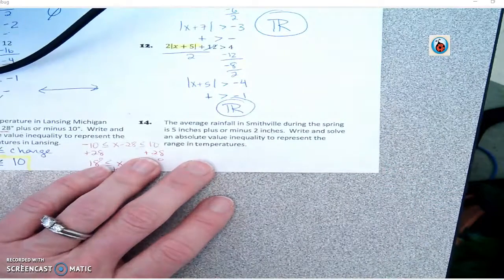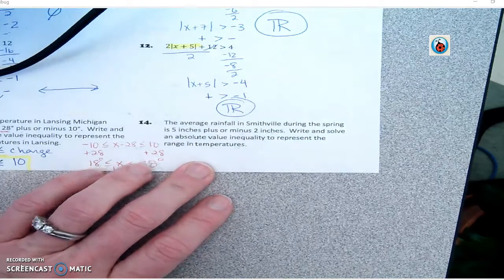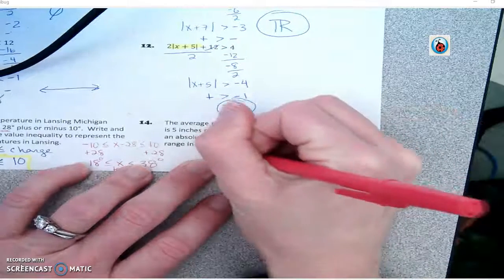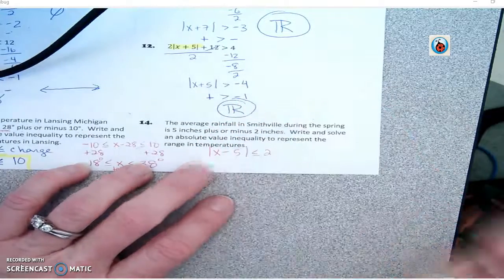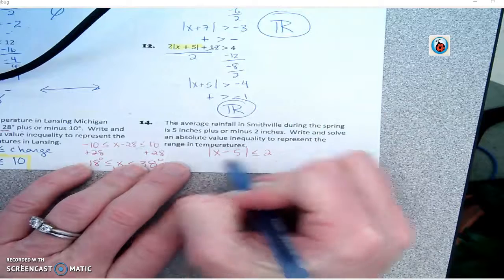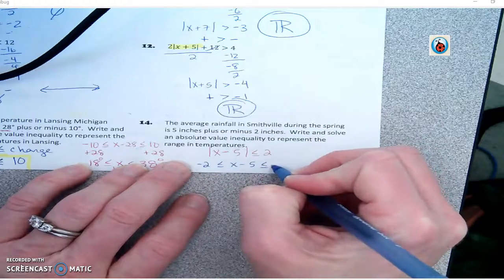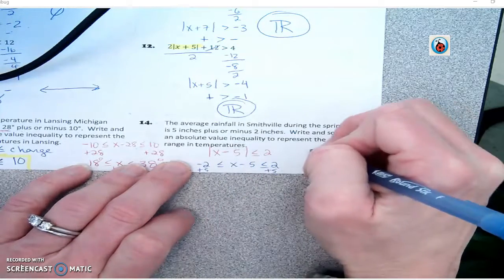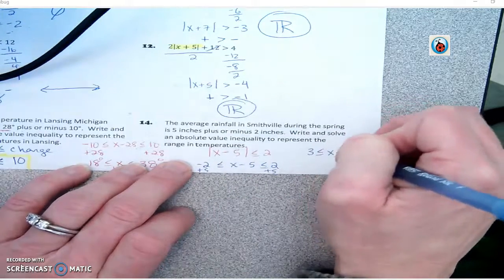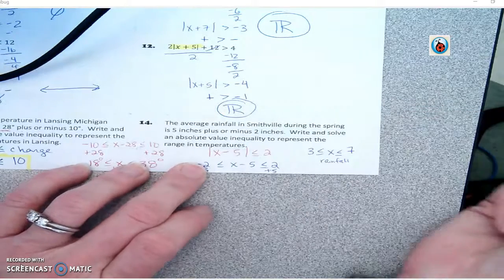Okay. Last one, the average rainfall in Smithfield during the spring is 5 inches plus or minus 2 inches. Write and solve an absolute value inequality to represent the range in rainfall. So x minus your starting value, starting at 5 inches, and the change is 2 inches. So if you were going to solve that, it's less than. So you would put the x minus 5 in between +2 and -2. And to solve that, you would add 5 to both sides. So that gives you 3 and 7. So the rainfall is between 3 inches and 7 inches, which makes sense based on the word problem.